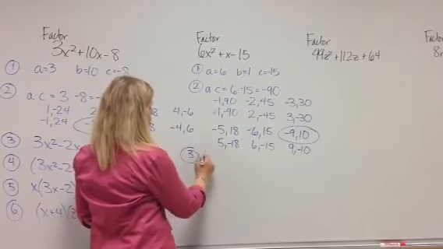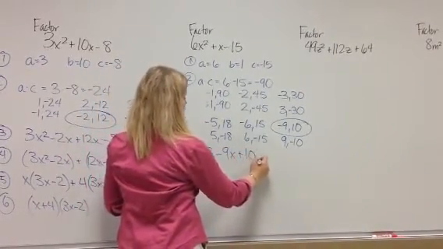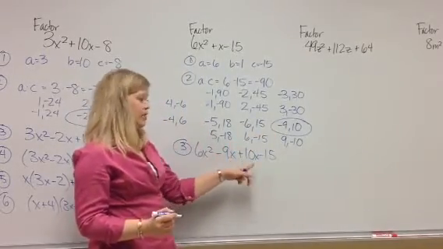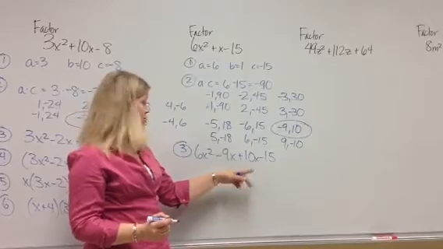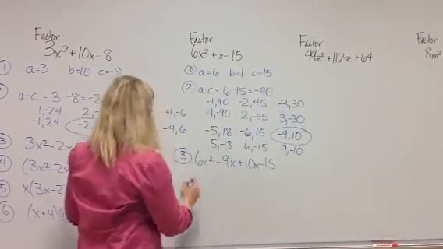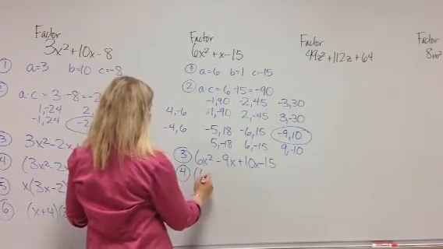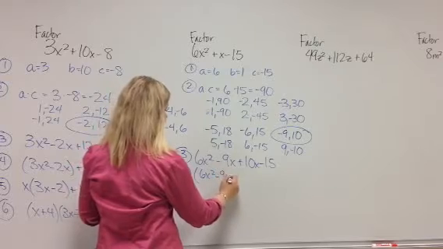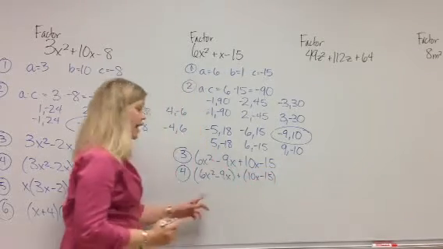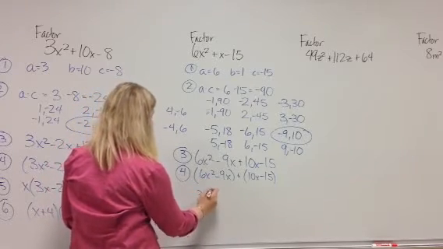So now we're going to rewrite it, and we've got 6x squared minus 9x plus 10x minus 15. Now you could put the 10x first and then the -9. It doesn't really matter, but I tend to like the negative one first. Okay? We're going to group them. 6x squared minus 9x and 10x minus 15. And now, what goes into both of these? Ooh, 3 and also an x.